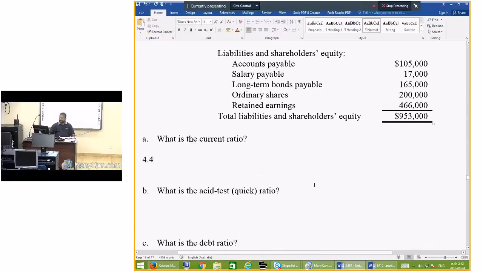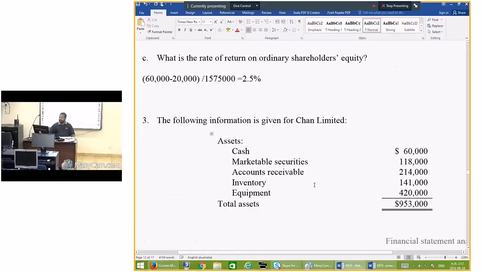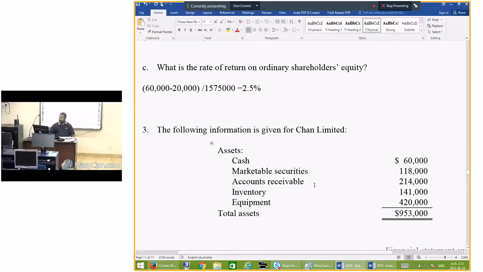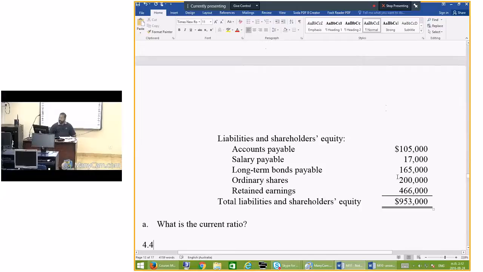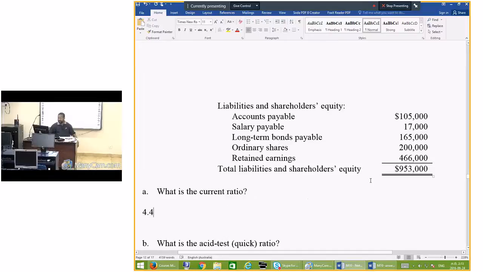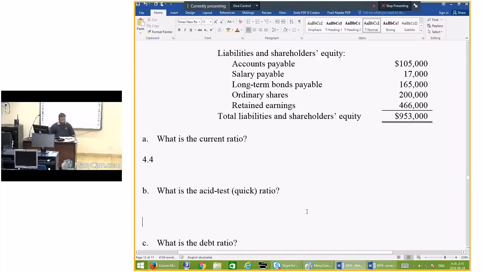Then the acid test ratio, or called the quick ratio. Quick assets are cash, marketable securities, accounts receivable, other than inventory. Inventory we consider not a quick asset. Therefore, don't take inventory, take the other three. And current liabilities are the same, 105 and 17. Then the acid test ratio should be 3.2.